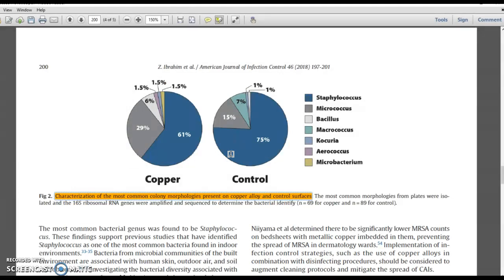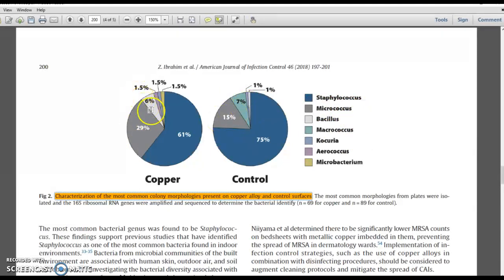So figure 1 was looking at total numbers. Figure 2 is looking at the types of bacteria. And again, I would look at this and I would draw my own conclusions from it. So I can see that in both cases, the biggest chunk of bacteria, 61% and 75%, were Staphylococcus. And then I can see that there's a slight decrease between the copper and the control. And then that's sort of made up for because there's an increase in the Micrococcus species of bacteria.